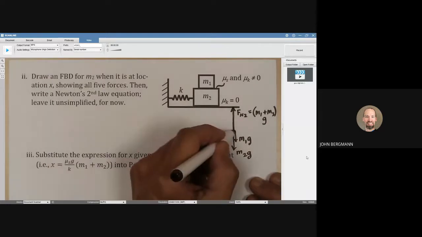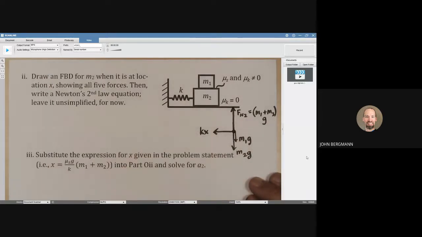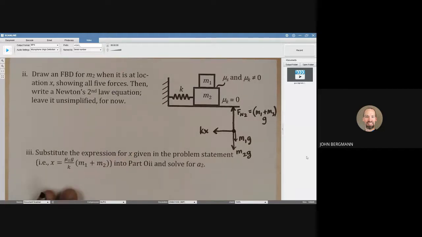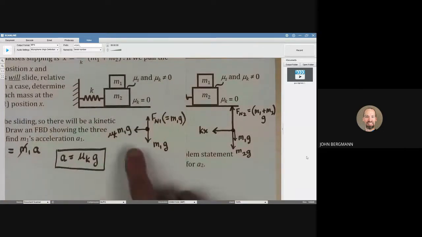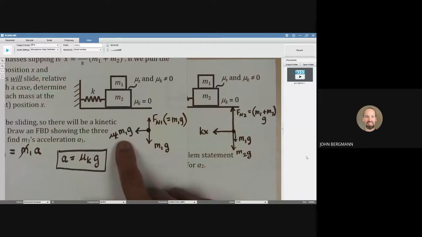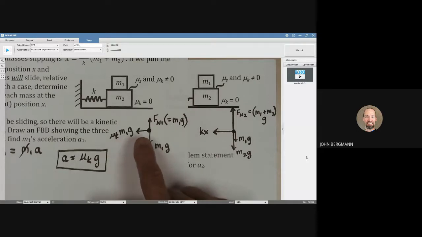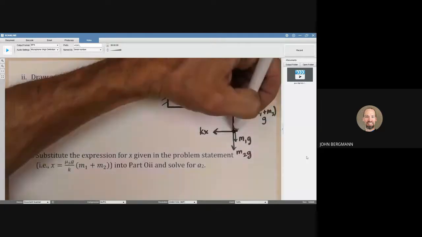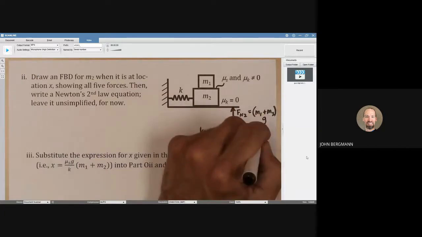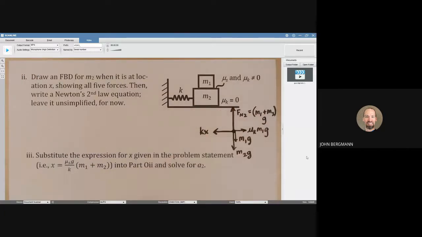Then we have the spring pulling on this mass. And then what's the other thing? From mass 1, you see this friction force right here. It's pulling to the left on mass 1. Well, doesn't that mean that it's trying to hold back to the right on mass number 2? So this mu sub k m1g is going to be pointing in the other direction on mass 2, right here. Mu sub k m1g. Those are the 5 forces on m2.